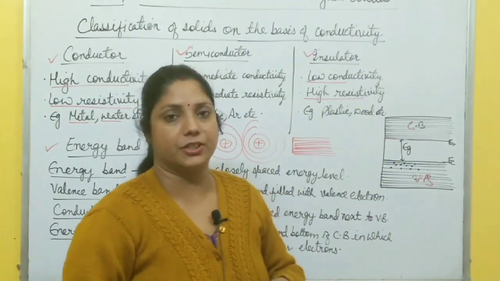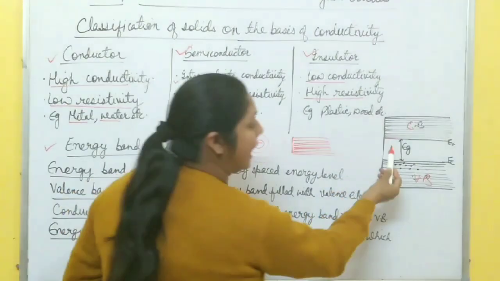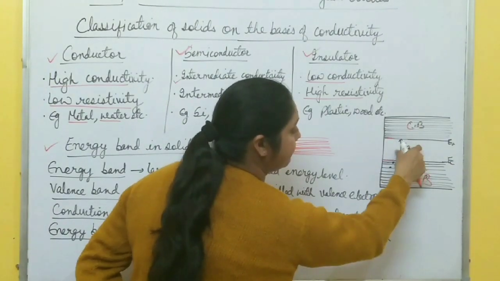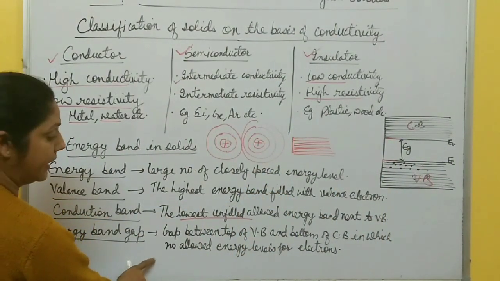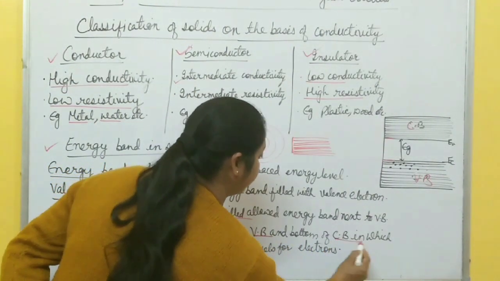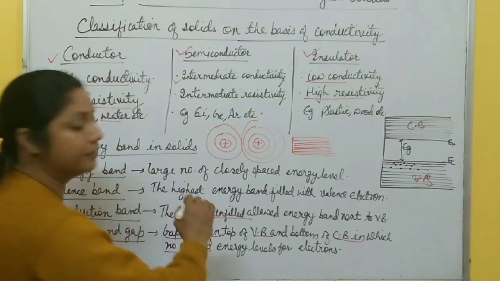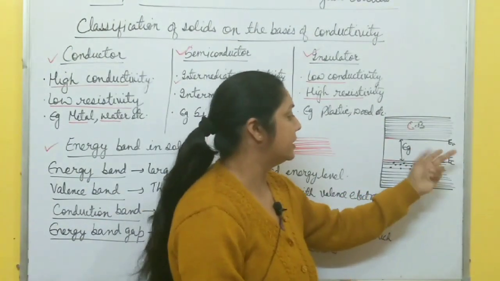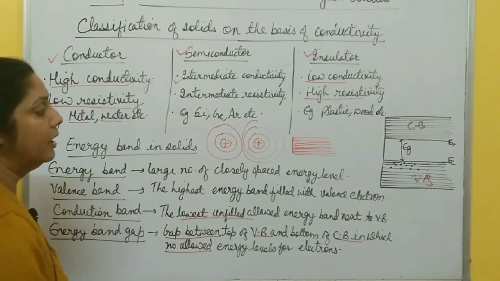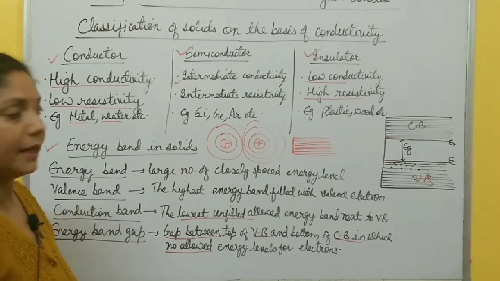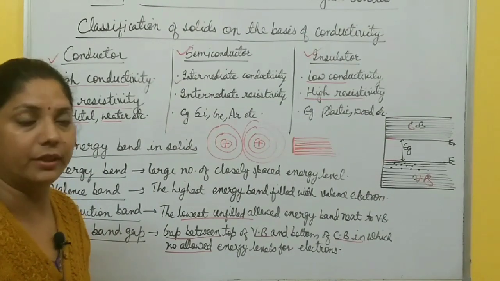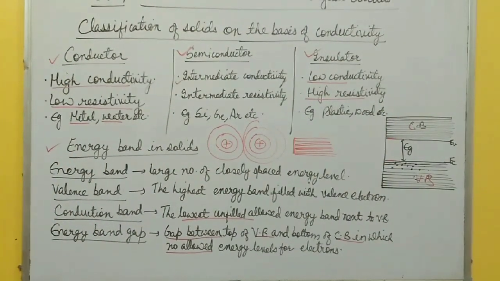and then they are ready for conduction. This gap between the top of the valence band and the bottom of the conduction band is called energy band gap, right? It is the gap between the top of valence band and bottom of conduction band, in which there are no allowed energy levels for electrons. There are no allowed energy levels in between this gap. This gap is called energy band gap. And on the basis of this energy band gap, again solids are divided into three types: conductor, semiconductor, and insulator.